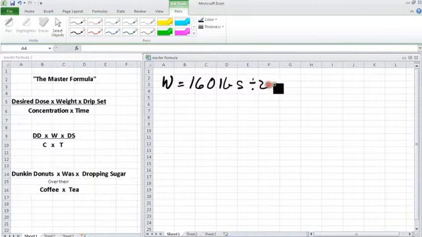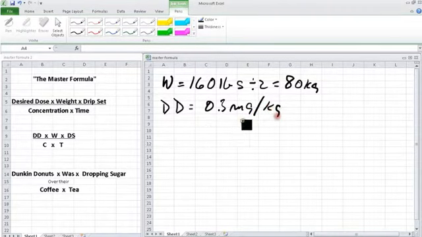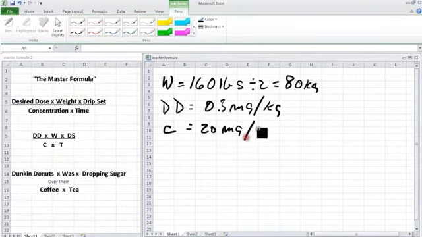And I'm going to divide by 2 to get 80 kilograms. The desired dose is 0.3 milligrams per kilogram. And the concentration of the drug is 20 milligrams in 10 mLs. So let's write all that in the formula.